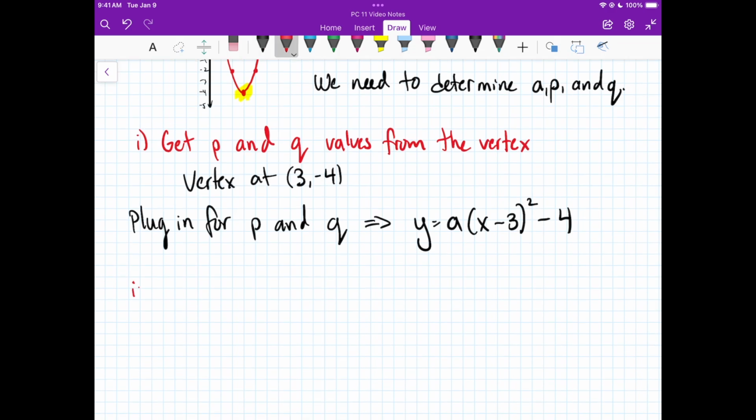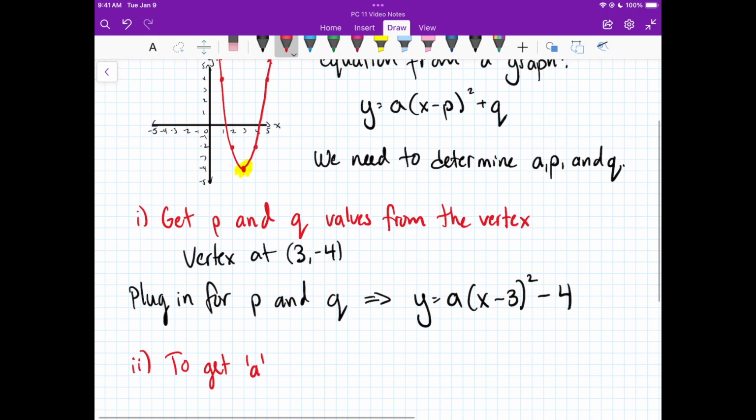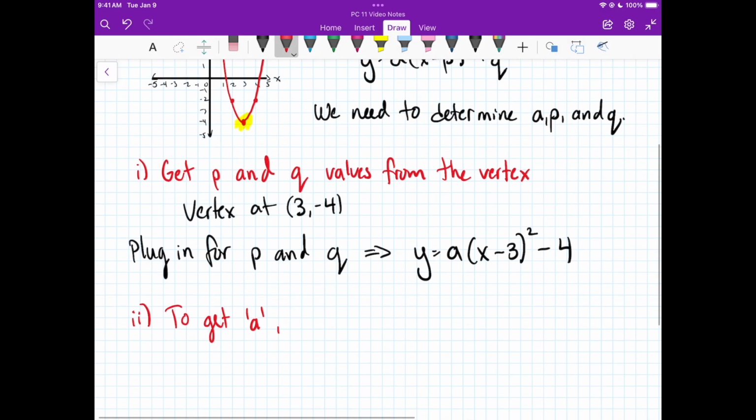To get a, our step 2, we're going to go back to our graph and pick a different point on the graph. We can't use the vertex here, we've already used that. But we're going to pick one of the other two or four points that you might be able to see on your graph. It's up to you which point you pick, but generally I recommend you pick points, ideally with easy numbers or close to the vertex, just to make your life a little bit easier.